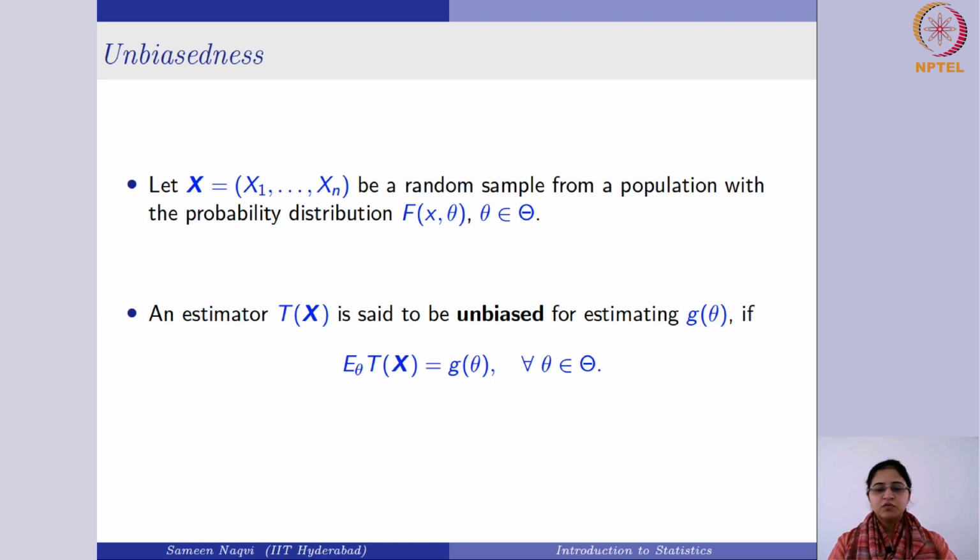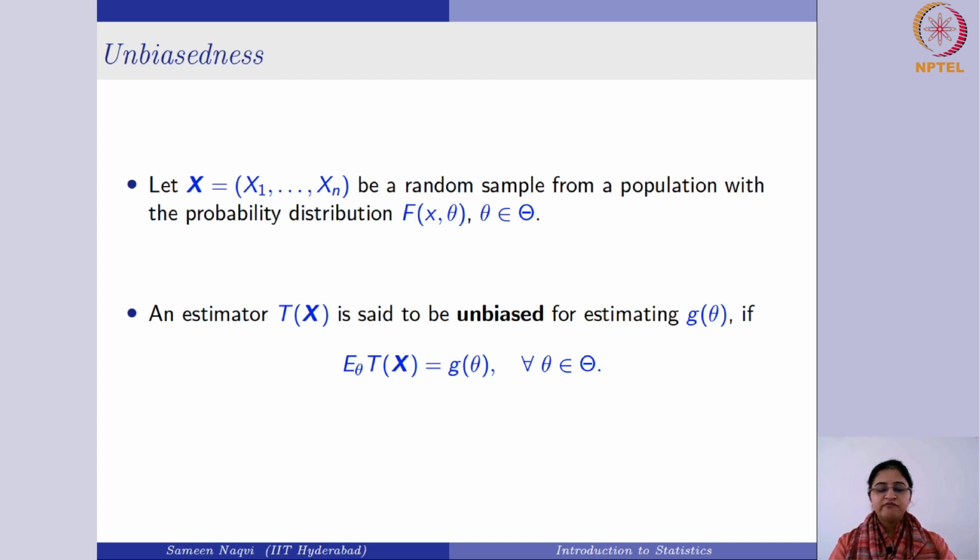So what it is saying is that when you take samples again and again and calculate your estimator, then on average it should give you the true parametric value. Or you can think of it as the sampling distribution of this estimator being centered around this population parameter, the parametric function g(theta).